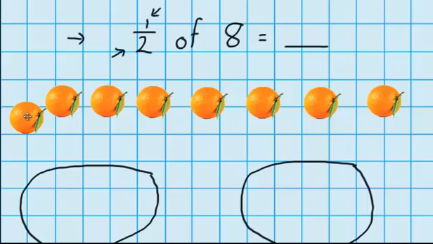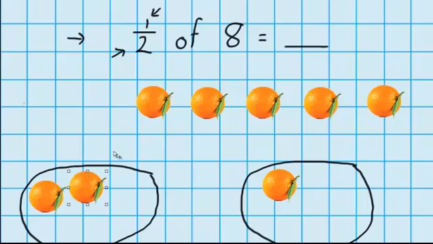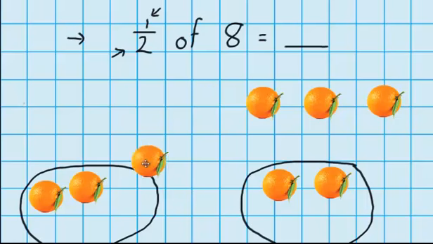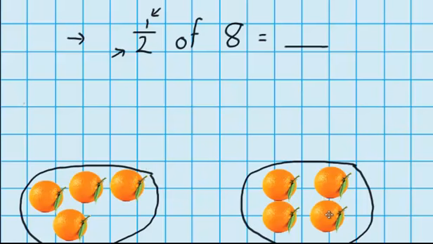So I'm going to put this orange in this group, and the next orange in this group. This orange in this group, and the next orange in this group, and I keep sharing out all the oranges like that, one into each group, until there are no oranges left. And you can see I've now shared out all the oranges.